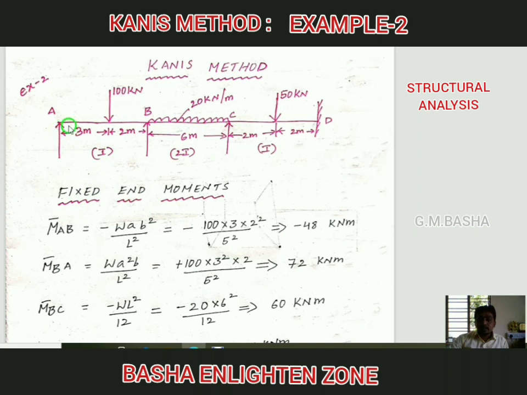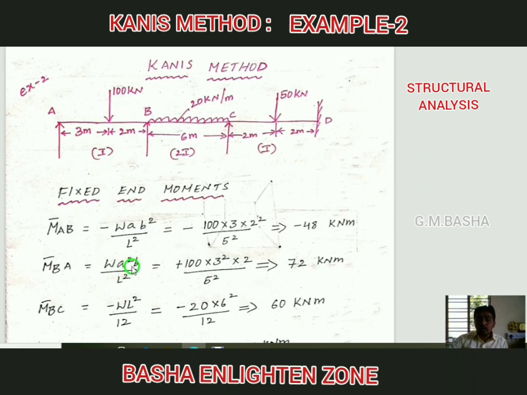In this beam, AB is a span consisting of a concentrated load eccentrically placed on the span. What is the formula for that? M bar AB equal to minus W a b square by L square. Here W equal to 100 kilonewton, a equal to 3 meters, b equal to 2 meters, and L equal to the particular length of that span AB, so 5 meters. Then substitute in this formula and simplify by using your calculator, then you will get minus 48 kilonewton meter.